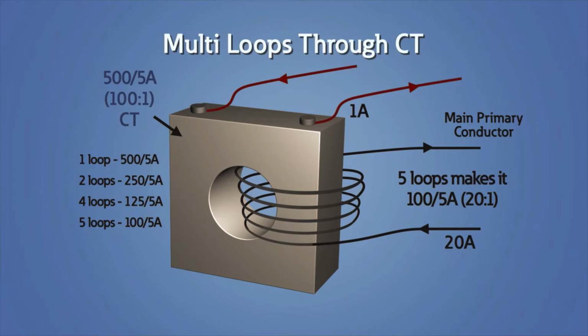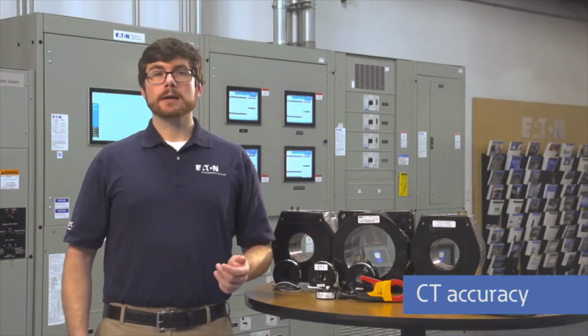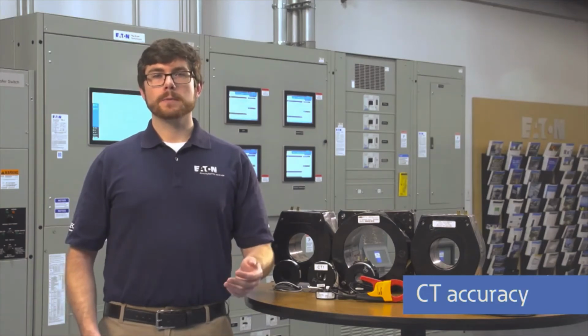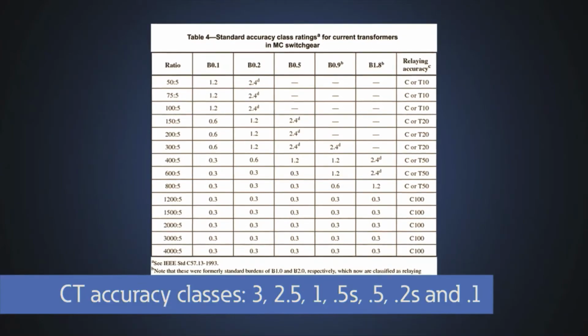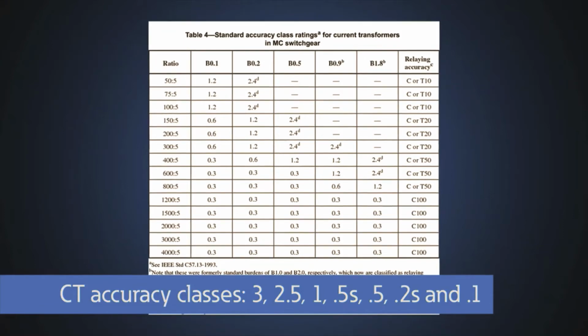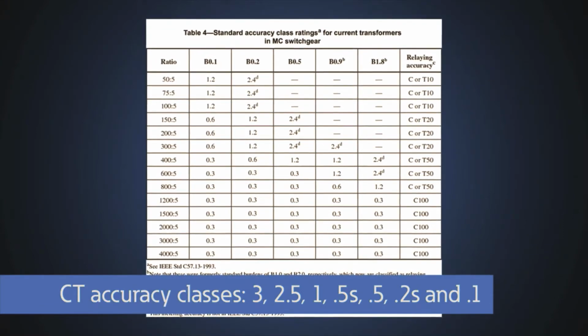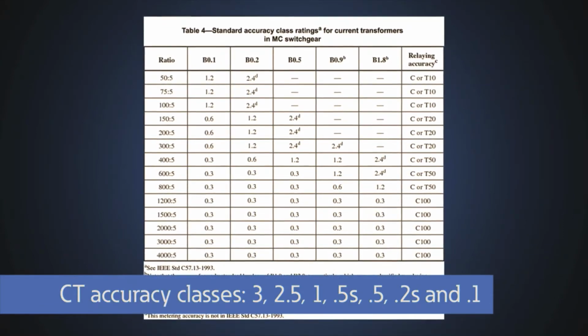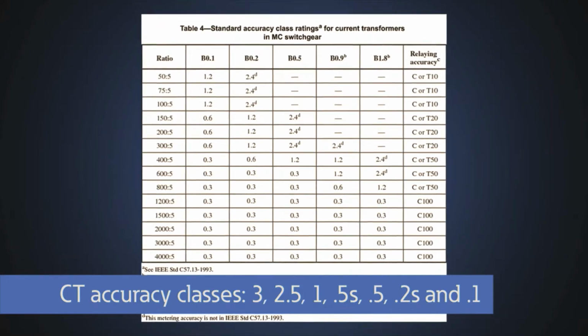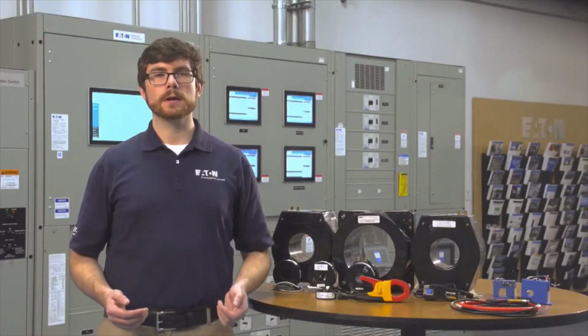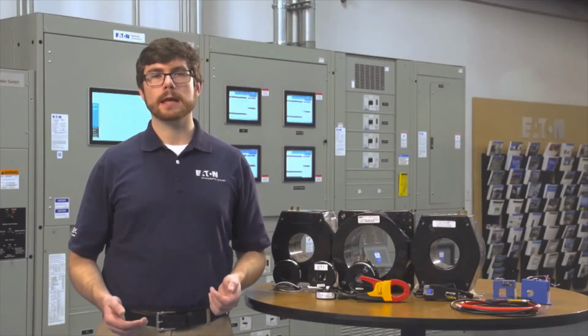So if 20 amps of current is flowing on the primary circuit, instead of 0.2 amps, 1 amp of current will flow on the secondary, making the measurement more accurate. CTs come in a variety of accuracy classes. For example, the ratio of primary to secondary current error of a Class 1 CT is 1% at rated current. A 0.5 rated CT is 0.5% or less. The accuracy of these devices is very important for protective relaying and metering.